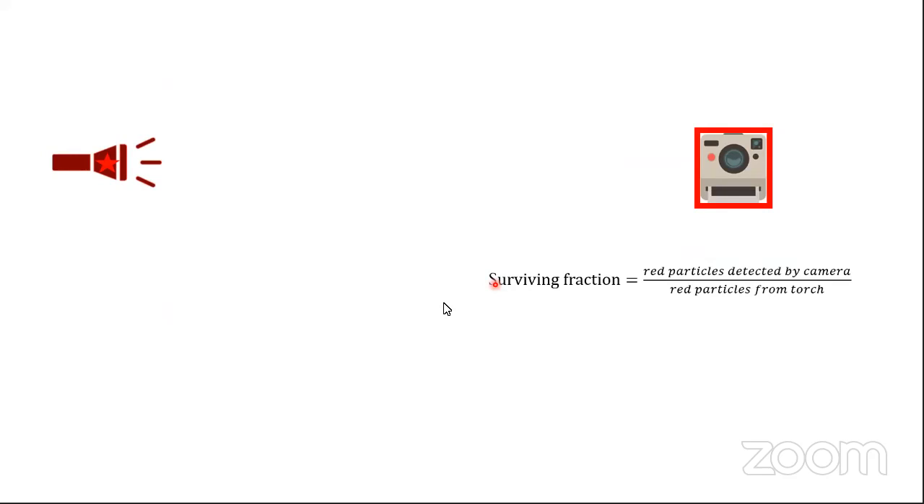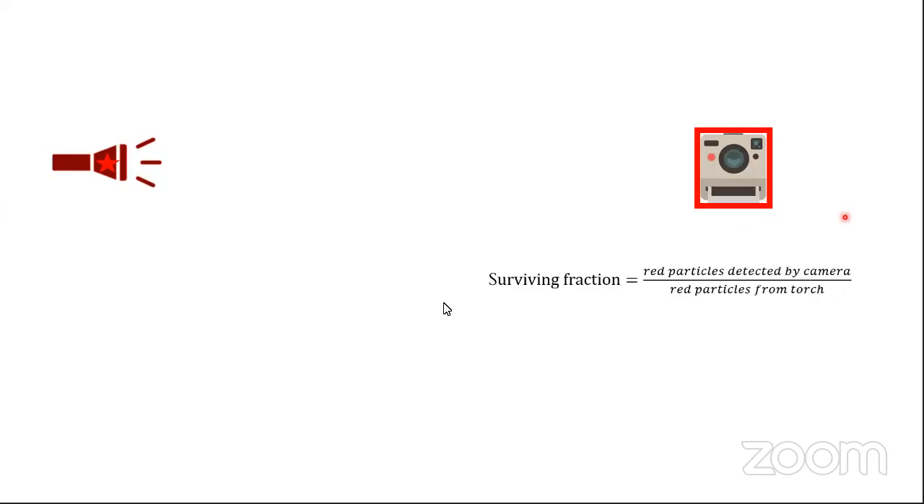Now, back to square one. What I've done here is I have a red torch here, and I have a red camera on the right hand side. Now, what I want to do using this experiment is to calculate a quantity called the surviving fraction. I define the surviving fraction as the number of red particles detected by the camera divided by the red particles from the torch. All right.